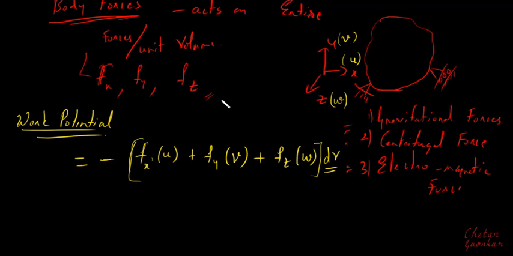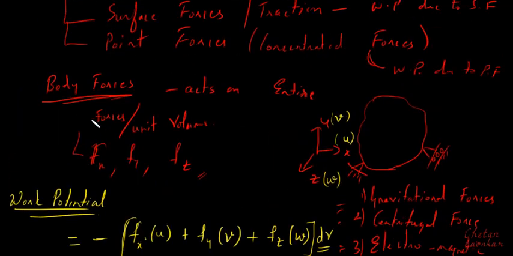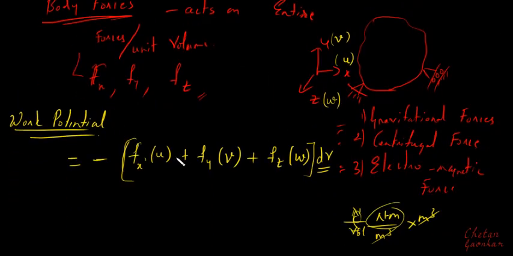So per unit volume, Newton meter per meter cube multiplied by meter cube will give us Newton meter, which is the work done, and the negative of work done is the work potential. So this is the expression for body force. Fine, this is the work done by the body force.